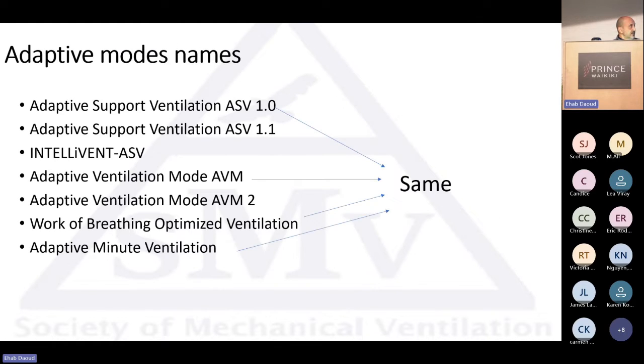There are so many different names. As you can see here, I'm not allowed to say the name of the trademark of the manufacturer, but there are ASV1, ASV 1.1, IntelliVent ASV, AVM only, or AVM1, AVM2, work of breathing, optimal ventilation, adaptive minute ventilation, and most of those that you see with the blue arrows are exactly the same. The only ones that are different now are ASV 1.1, AVM2, IntelliVent.